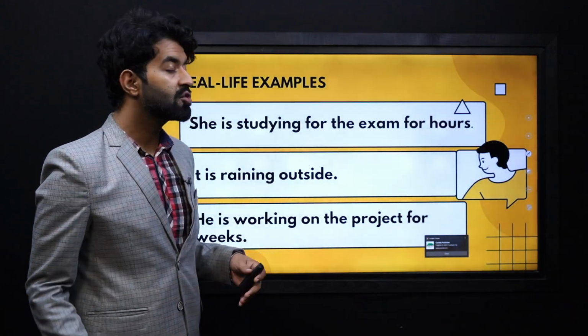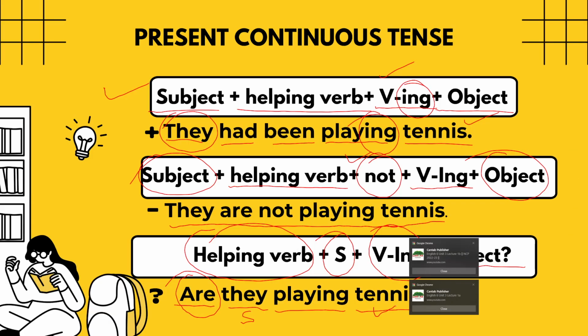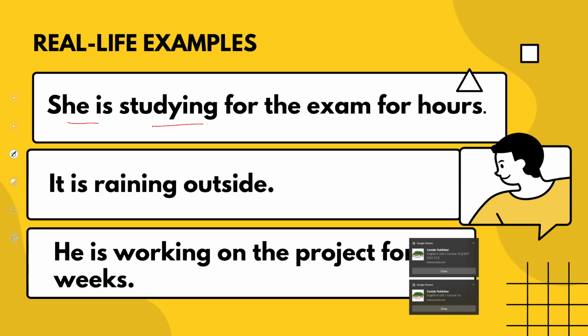So now let's look at some real life examples to understand more about present continuous tense. She is studying for the exam for hours. Now she is currently studying it. That's why we consider it as a present continuous tense. It is raining outside. A subject, a helping verb, verb with ing, and the object or the preposition that we used.